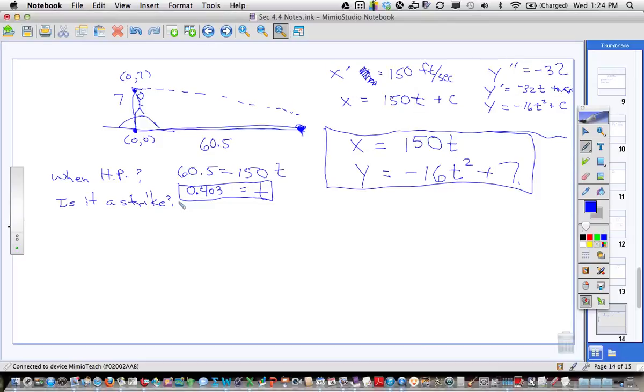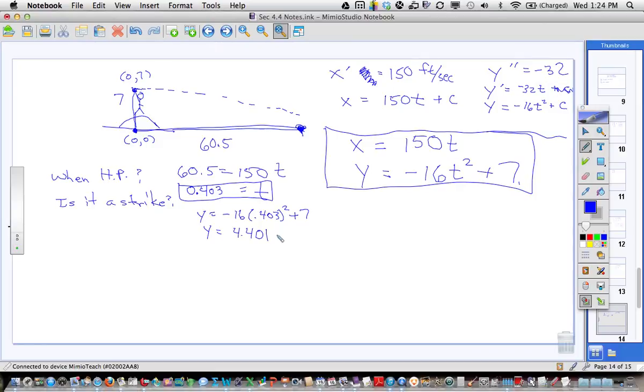So the question is really, what is y when t is 0.403, right? Because it crosses home plate when t is 0.403. So at that time, what's its y value? So we would be doing y equals negative 16 times 0.403 squared plus 7. So we would type that. Go ahead and do that. What do you get? 4.401, so about 4.5 feet.